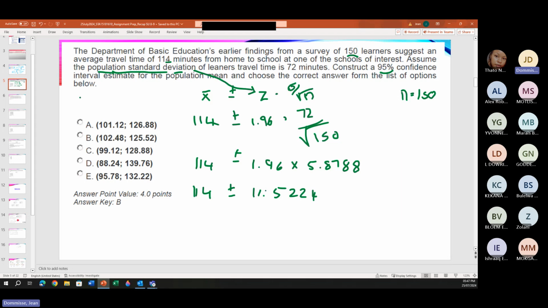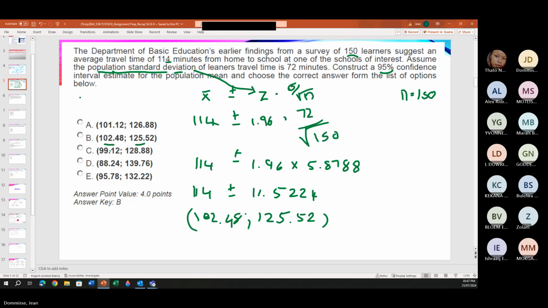So my top one will be 114 plus that. So I get my top one is 125.52. Okay, luckily there's only one, but let's just look at the bottom. So the bottom will be 114 minus that. So the bottom one will be equal to 102.48 if you round it off to 2 decimals, which is also that one.